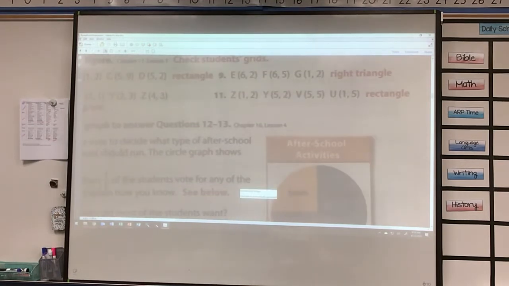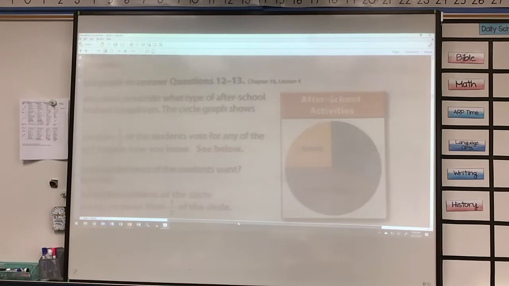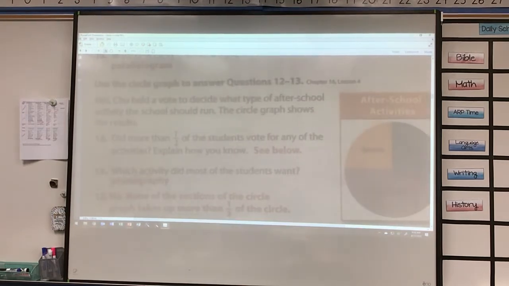Okay, and then 12 and 13 are on this circle graph. Did more than 1/2 of the students vote for any of the activities? Explain how you know. The answer is no, because none of the sections are more than 1/2. And which activity did most of the students want? The answer is photography.